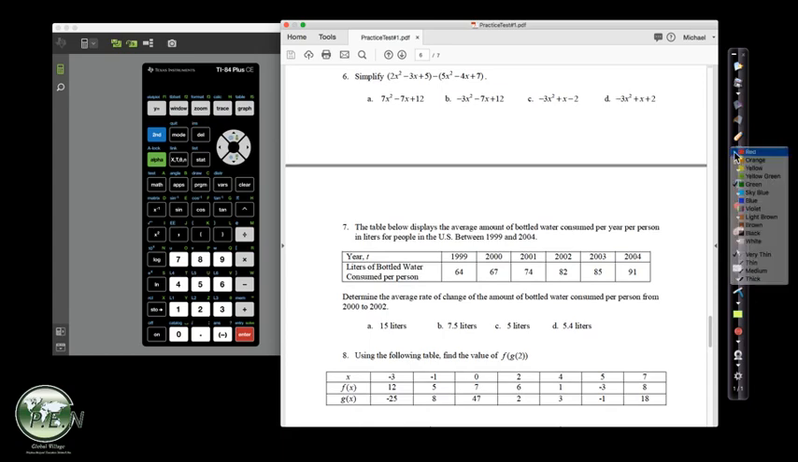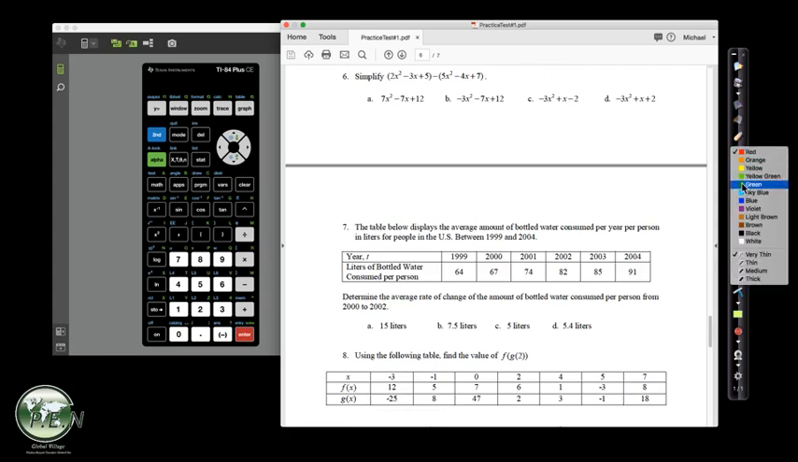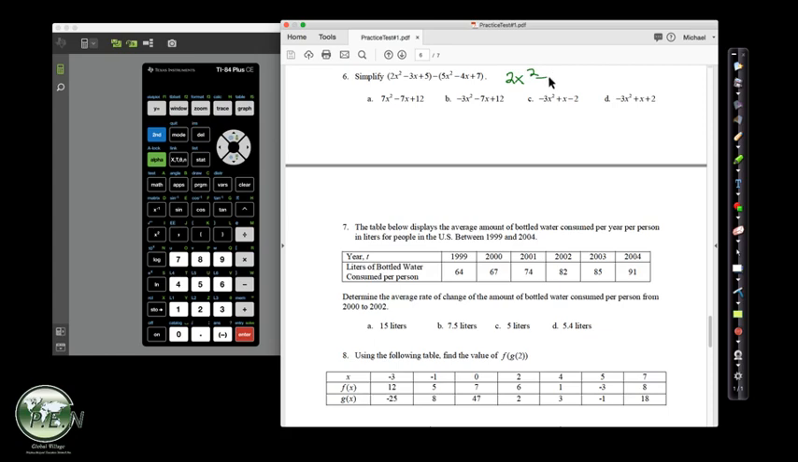Okay. So this one we're asked to simplify. The first one, the parentheses can just come off because there's nothing in front and there's no exponent. So we can just rewrite it as, go with green, 2x squared minus 3x plus 5.